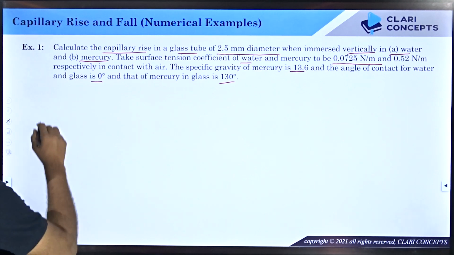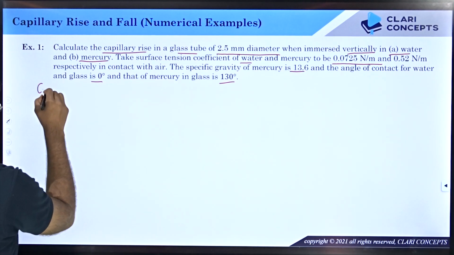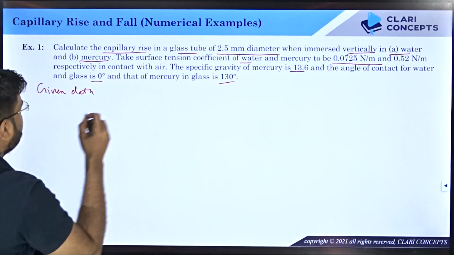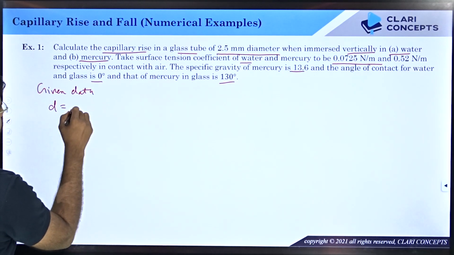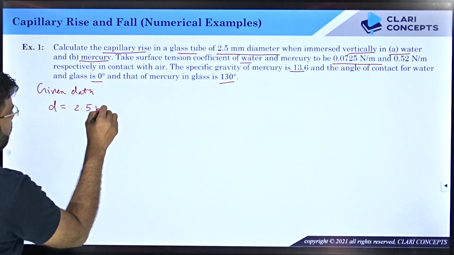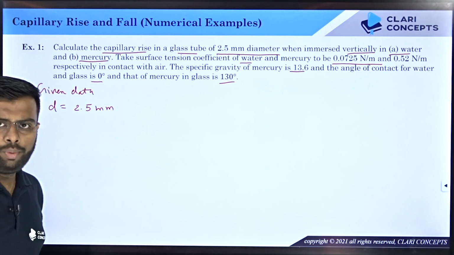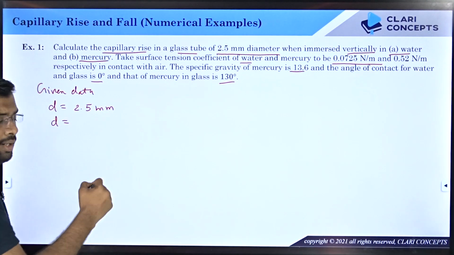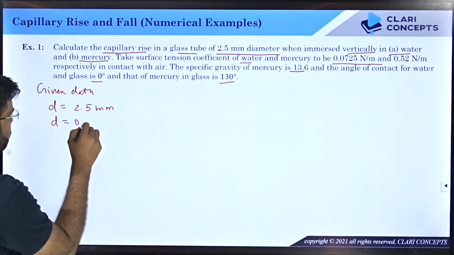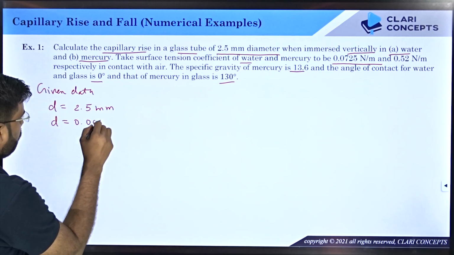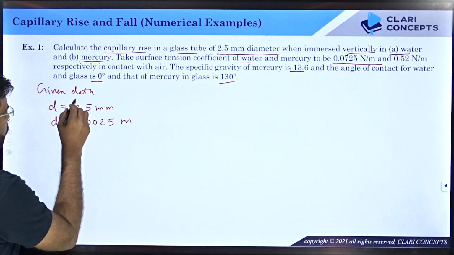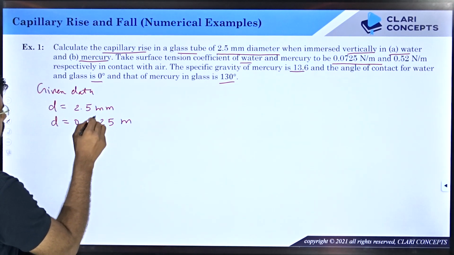Now see what is given to you. Let me first take the first case and put the given data. First is the diameter of the tube, which is 2.5 mm. I will need to convert this into meters, so I will divide it by 1000 and get 0.0025 meters. How do you check? You move the decimal by 1, 2 and 3 places.